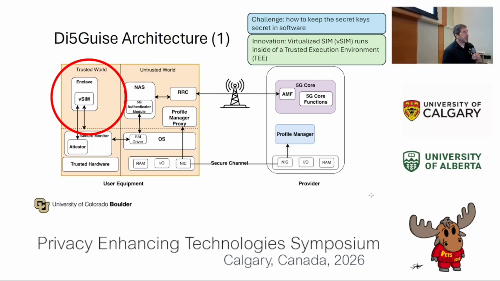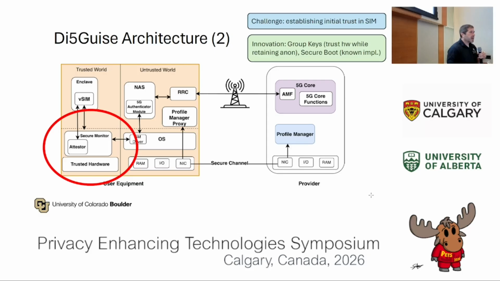So our vSIM, which is what we call this, runs inside of a trusted execution environment, which is pretty prevalent in just about all architectures. Like ARM TrustZone is a popular one. All right, so the next is, how do we establish initial trust in the SIM?